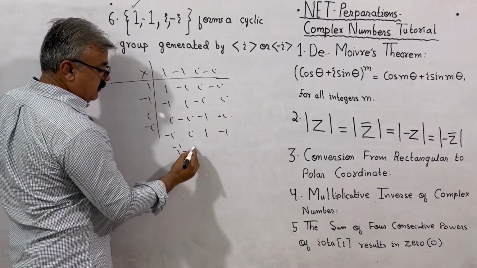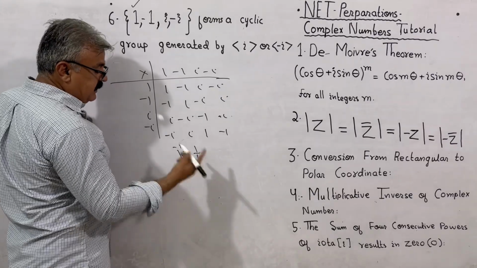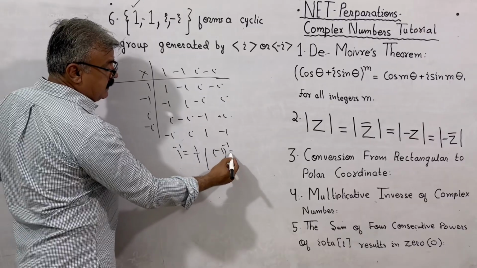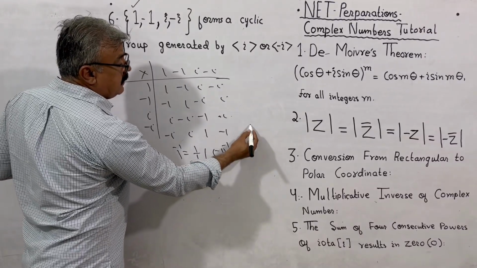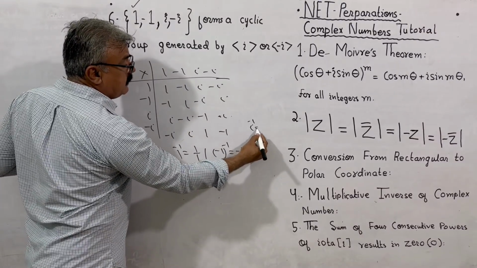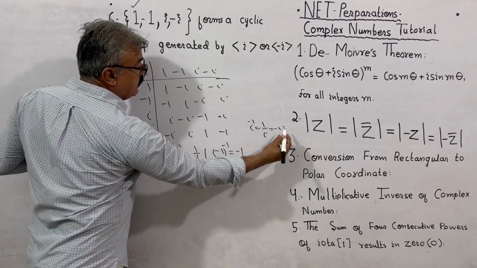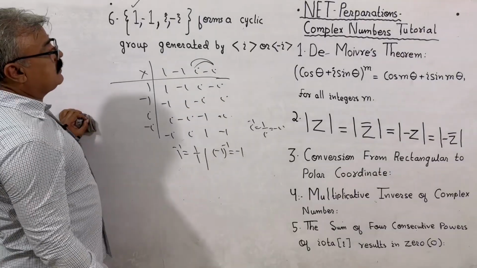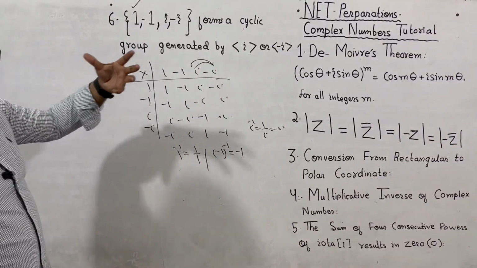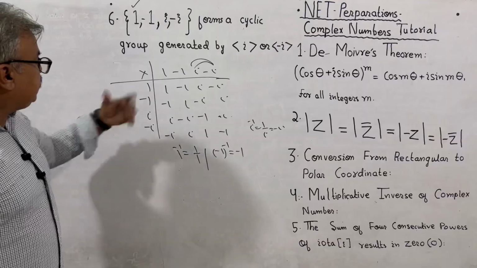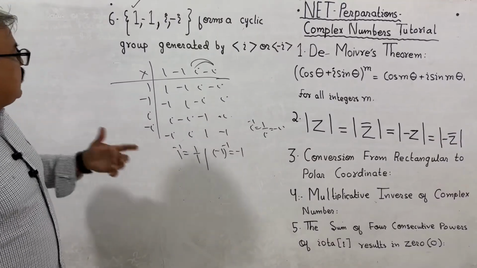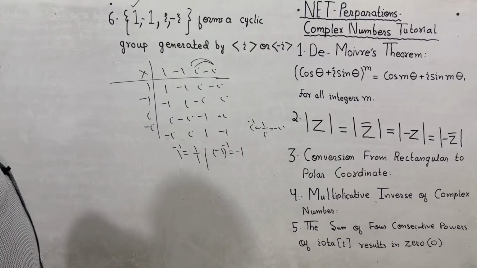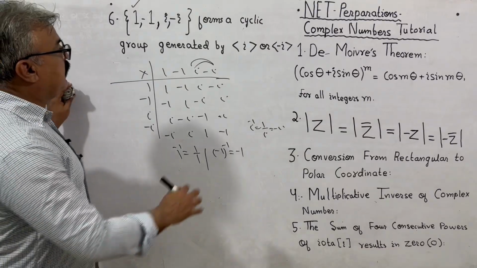Inverse of 1 is always 1. Inverse of identity is always identity. Inverse of minus 1 is minus 1 raised to minus 1, which is minus 1 again. Inverse of iota is 1 upon iota, which means minus iota. So inverse of iota is minus iota and inverse of minus iota is positive iota. So each element has an inverse. Identity is there. It satisfies the associative law and the closure property of binary operation. Yes, it is a group under multiplication.